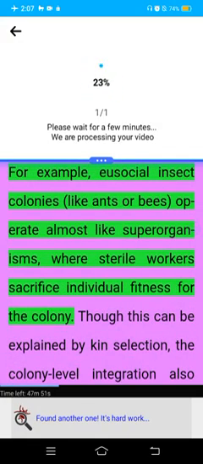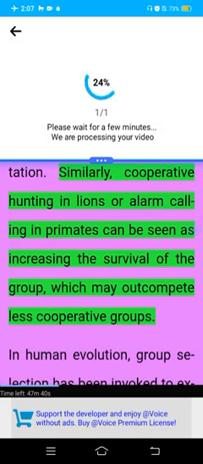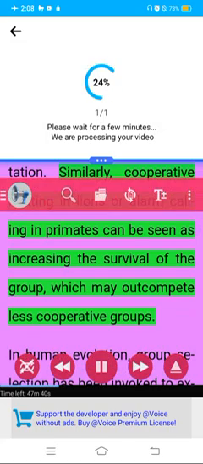For example, eusocial insect colonies, like ants or bees, operate almost like superorganisms, where sterile workers sacrifice individual fitness for the colony. Though this can be explained by kin selection, the colony-level integration also exemplifies group-level adaptation. Similarly, cooperative hunting in lions or alarm calling in primates can be seen as increasing the survival of the group, which may outcompete less cooperative groups.